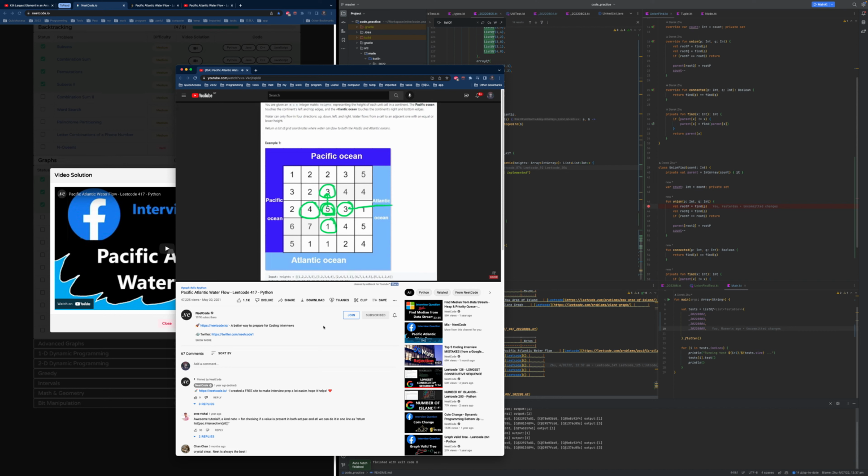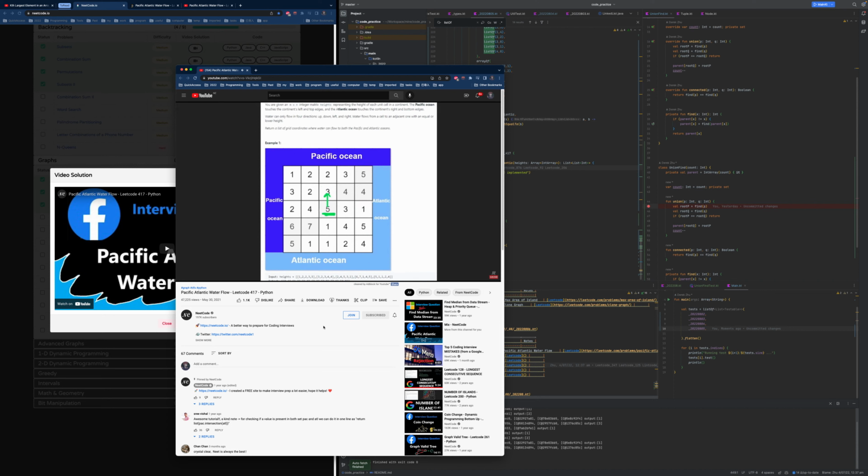Now let's take a look at the 3. Okay, 3 has a neighbor 1. 1 is less than 3, so it can definitely flow in that direction. And now see, this 1 is bordering the Atlantic Ocean. So clearly that means 5 is able to reach the Atlantic Ocean.